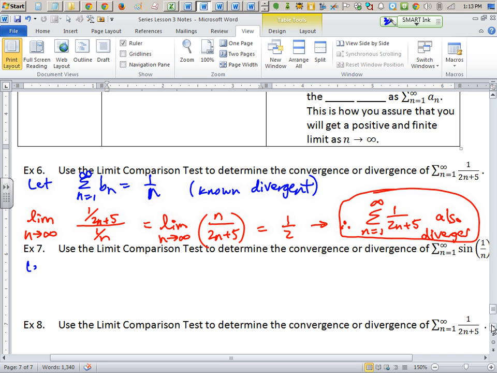Okay, the next one. Next one's let the sum from n equals 1 to infinity of b sub n equal... Now, for this one, I'm actually going to choose the same series I chose last time. It's a known divergent. You might say, well, why are you choosing that? I don't understand. Why are you choosing 1 over n? It looks nothing like sine of 1 over n. You're right. I can't even think of anything that looks like sine of 1 over n. I really can't. But I know that if I put sine of 1 over n over 1 over n, I think I can handle that limit.